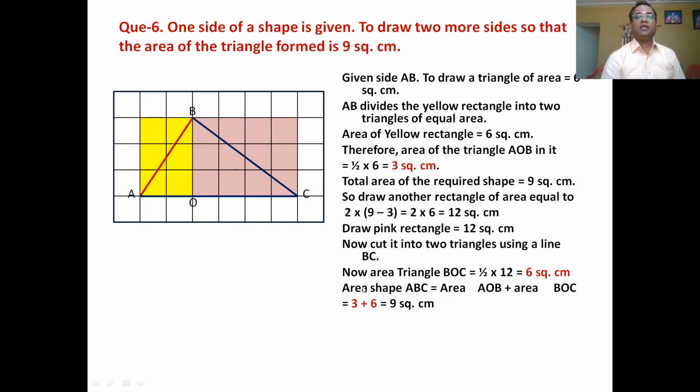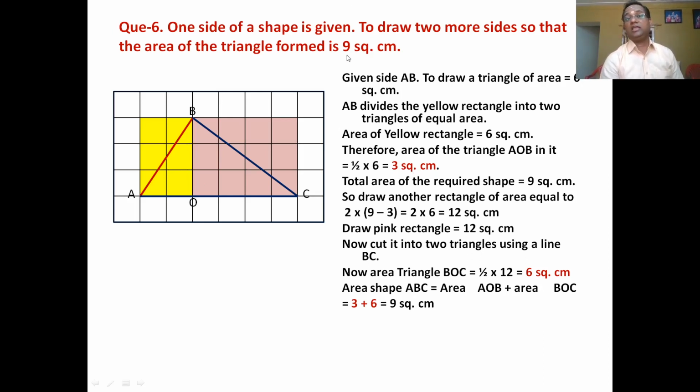Similarly, one side of the shape is given, you have to draw two more sides of the triangle to form a total area of 9 square centimeters. So AB is given. What I will do is complete the rectangle here. When I complete the rectangle, the area of the rectangle is 2 threes are 6. So the area of triangle AOB becomes half of 6, that is 3 square centimeters.